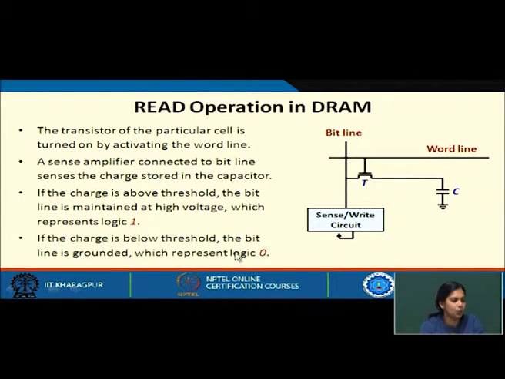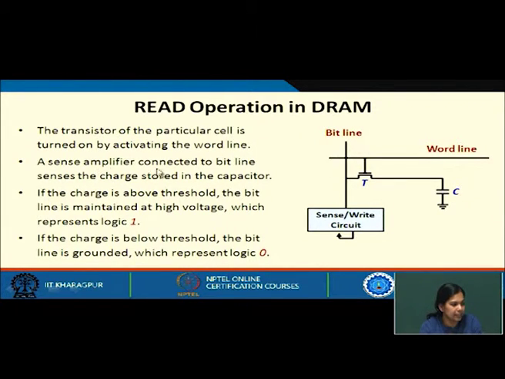Now, let us see how we can read the value here. As we said, the data is stored as a charge in this capacitor, and that represents whether bit 1 is stored or bit 0 is stored. So, let us say for reading the data from this cell, the transistor of this particular cell is turned on by activating the word line. So, this is the word line. We activate the word line such that this particular transistor T is on.